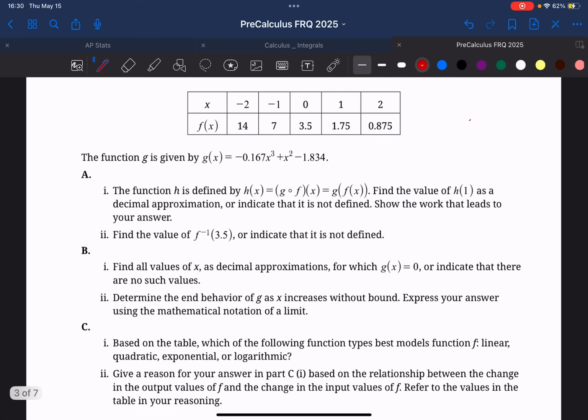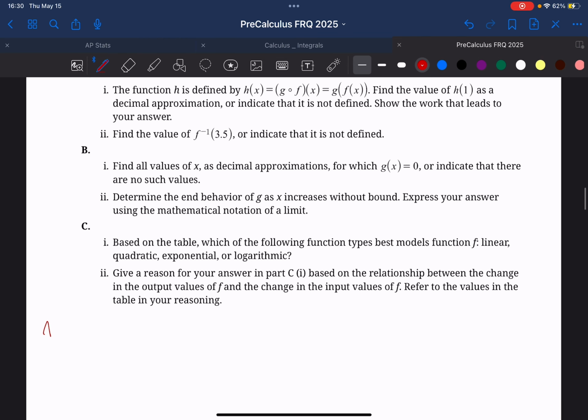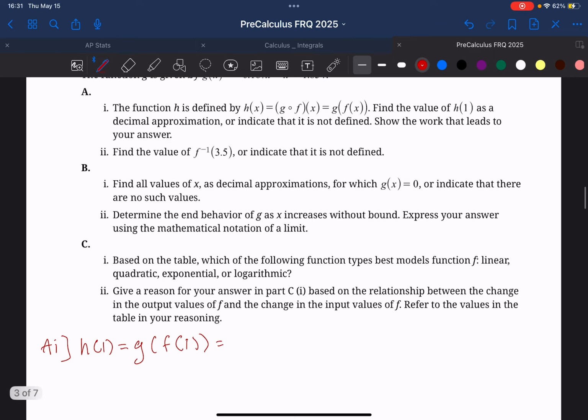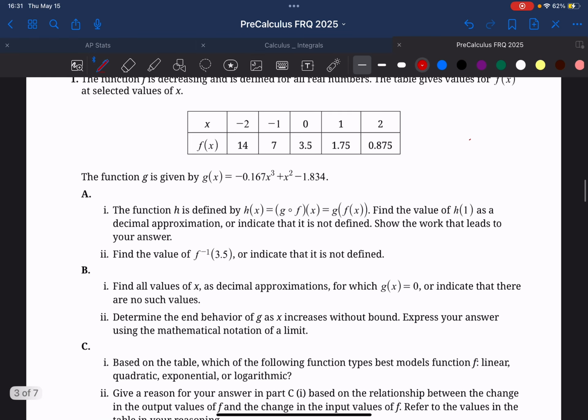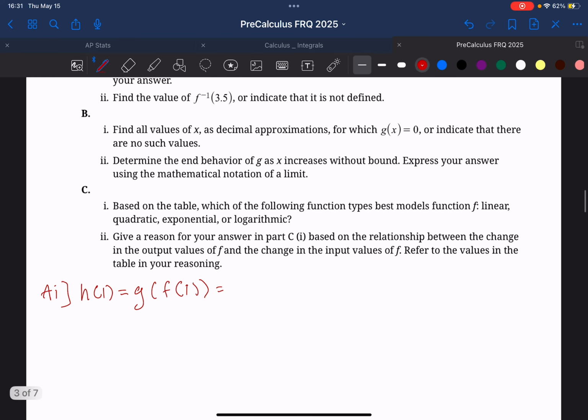Part A, part 1 says the function h is defined by h of x is equal to the composition of g and f. Find the value of h of 1 as a decimal approximation or indicate that it is not defined. Show the work that leads up to your answer. So for A, part 1, we need to find h of 1, where h of x is equal to g of f of x, so that's g of f of 1. If we go up to our table, f of 1 is 1.75, so I need to find g of 1.75.